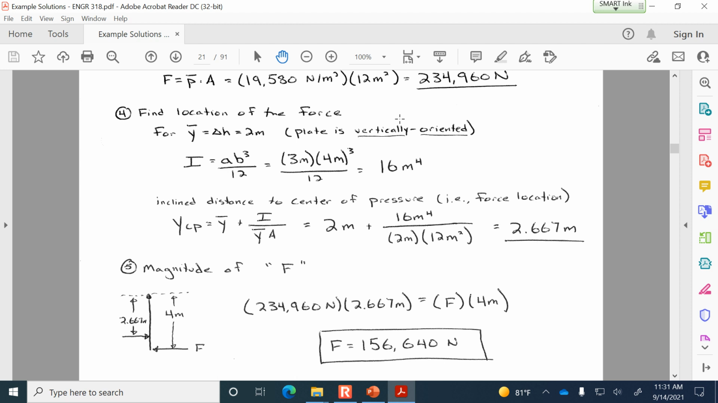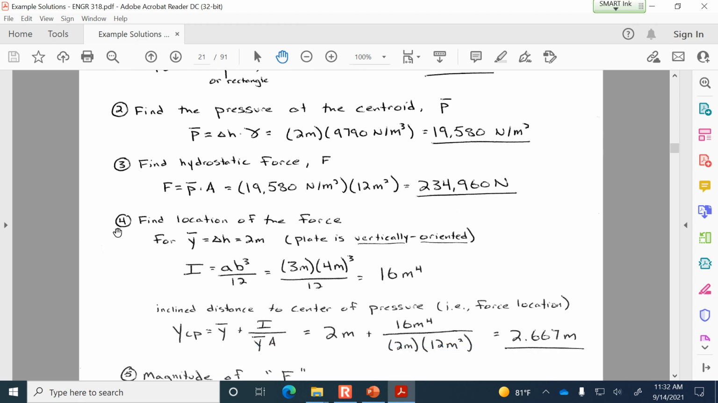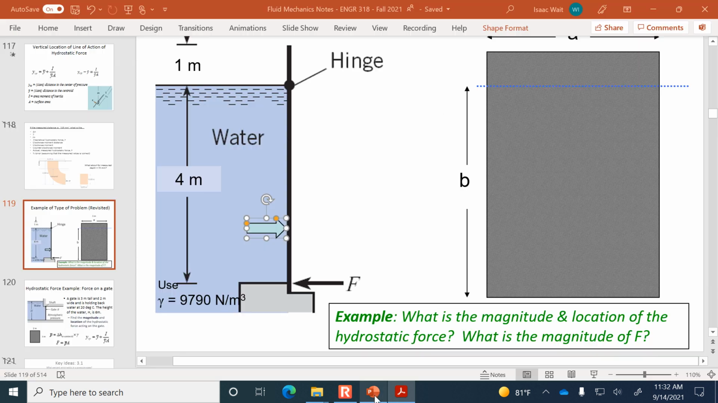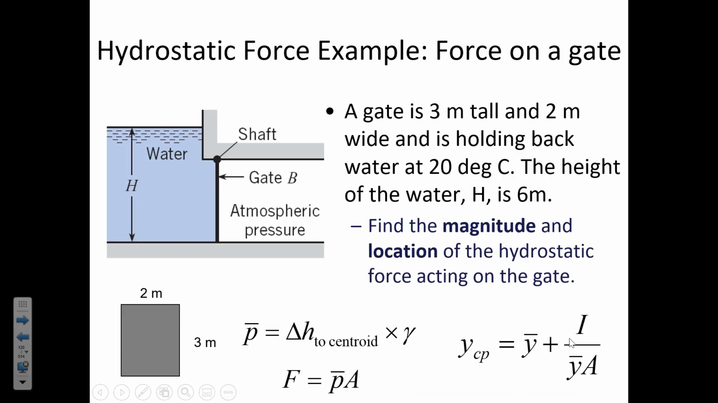Okay, so the steps are, number 1, find the depth to the centroid. Number 2, find the pressure at the centroid. Number 3, find the magnitude of the hydrostatic force. Number 4, find the location of the force. And then in problems like this, sometimes that'll be it. In other cases, you'll have to do some sort of a moment balance to find out like a force required to open a gate or to keep a gate closed and so on. So we can apply that same technique in other situations, such as this one.